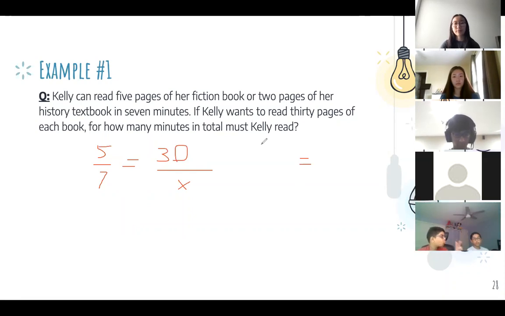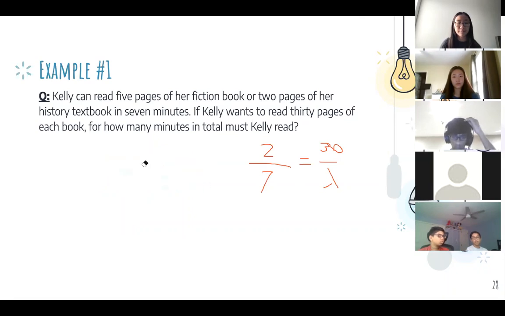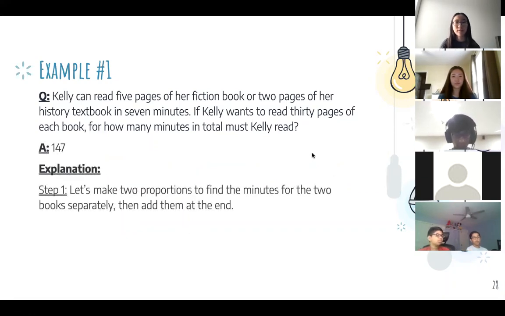So let's set up this ratio for the history textbook. We put the total number of pages in 7 minutes, and then here she also wants to read 30 pages of that, and we need to solve for x over here. Okay, so let me erase all of this because we have prettier examples on the slides. Here are our proportions, and then we solve them. We'll just use the multiplication method.